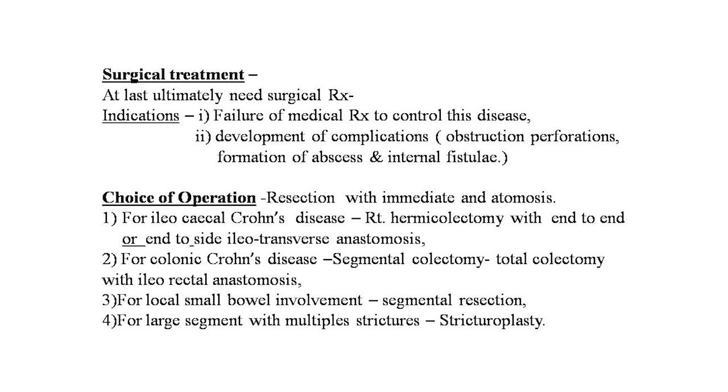For ileocaecal Crohn's disease, right hemicolectomy with end to end or end to side ileotransverse anastomosis should be performed. For colonic Crohn's disease, segmental colectomy or total colectomy with ileorectal anastomosis should be performed. For local small bowel involvement, segmental resection is enough. For a large segment with multiple strictures, stricturoplasty should be performed.